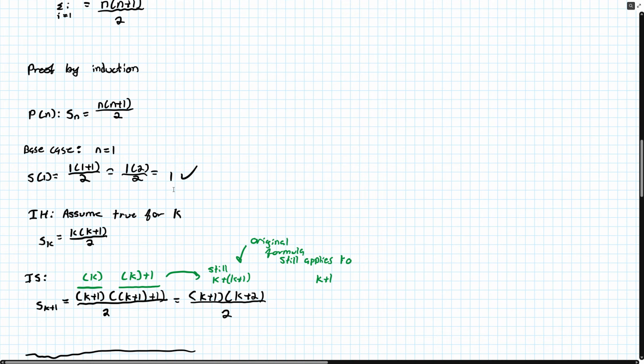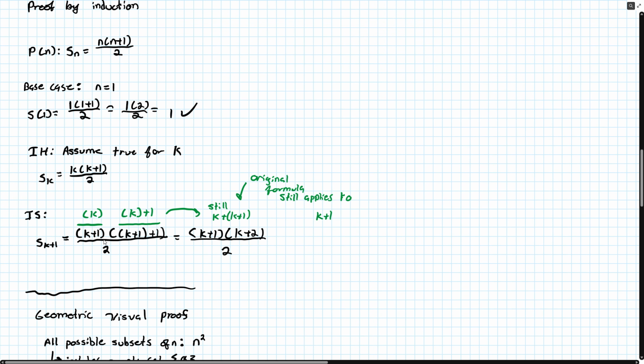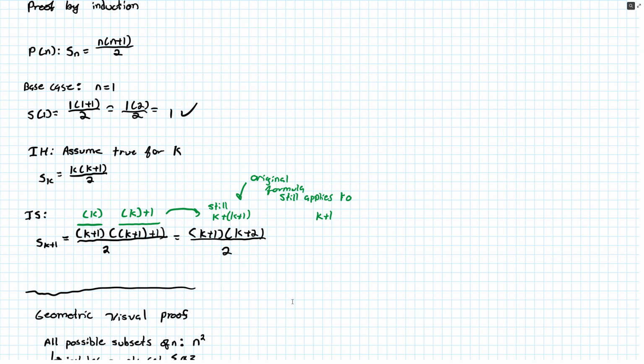Now this is where the induction hypothesis comes in. If we make it a constant, if it works for n, it'll work for any constant k, right? K plus 1 over 2. Now this is where the induction step happens. This is where we assume, because it works for k, it should work for k plus 1.